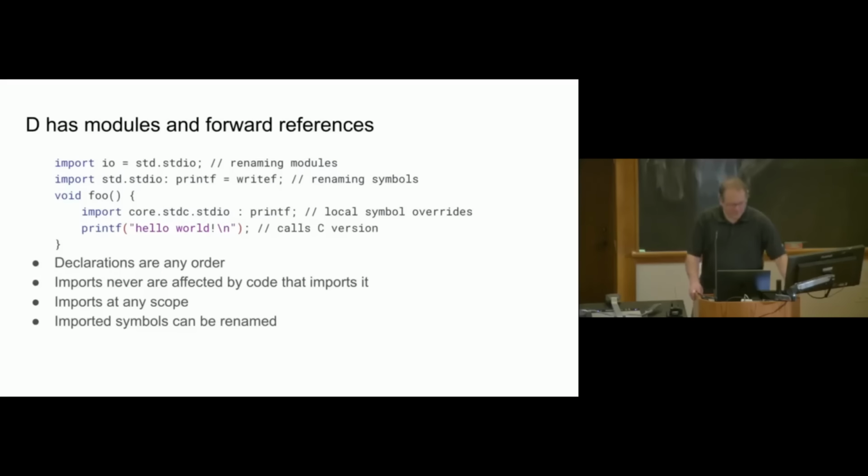D has modules and forward references, so you can declare things in any order. That's a nice feature. You don't have to pre-declare things. We have renaming of modules. We have renaming of symbols. You can import at any level, so any place you import, it's just for that scope, and the symbols go away when you leave that scope. So you have a lot of nice power there to determine what your namespace looks like.